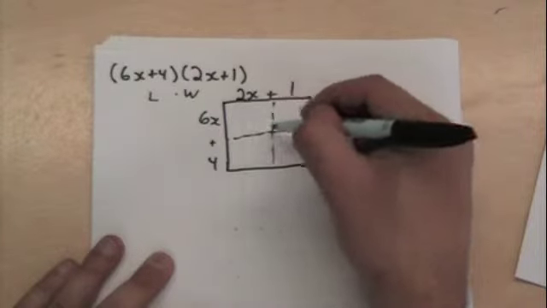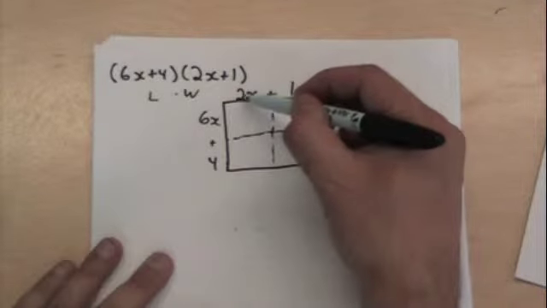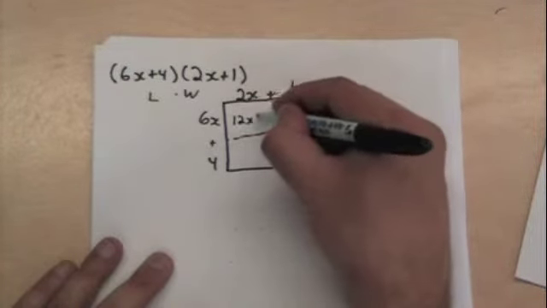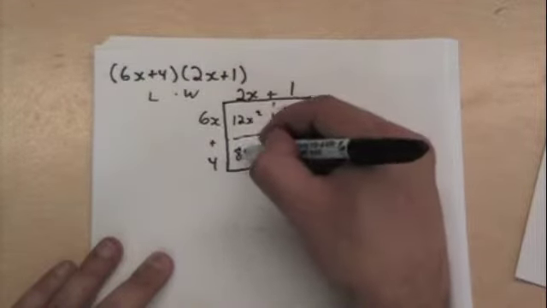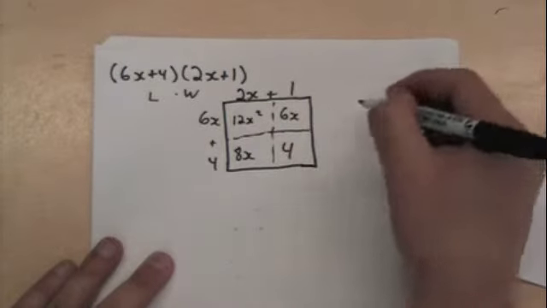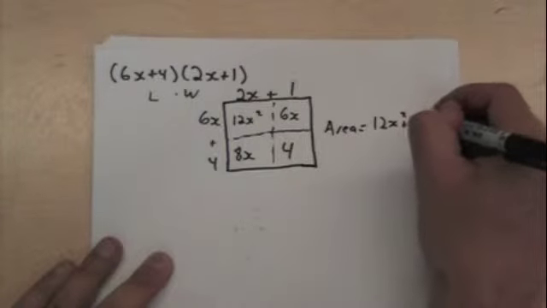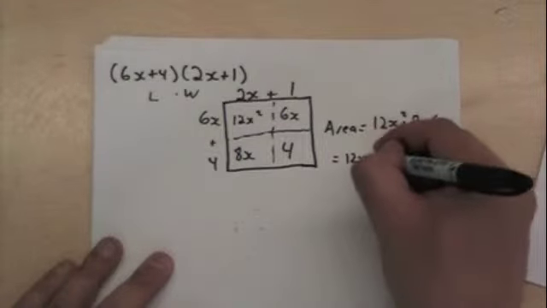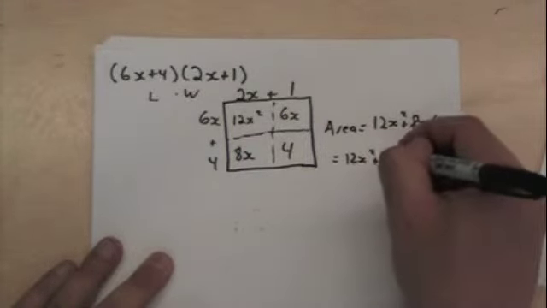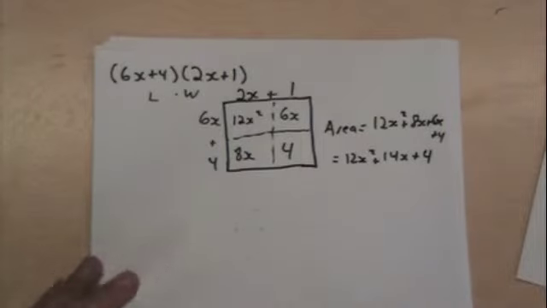Now I'm going to just write the math inside here. I think you got it. So 6x times 2x would be 12x squared. 6x times 1 is 6x. 4 times 2x is 8x, and 4 times 1 is 4. So the total area here, 12x squared plus 8x plus 6x plus 4, which if you combine like terms, is 12x squared plus 14x plus 4. And that's it for multiplying binomials.